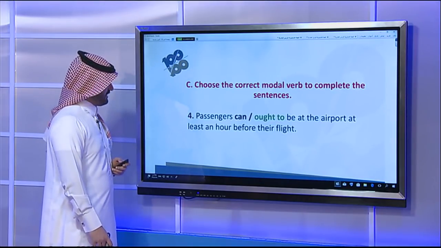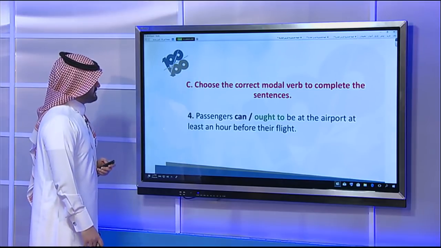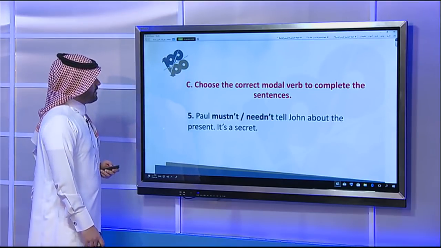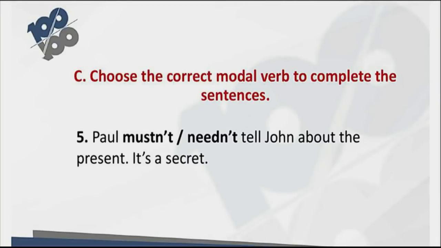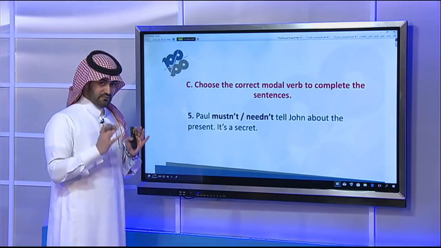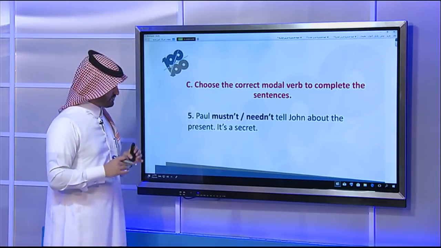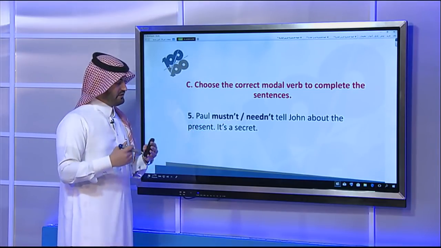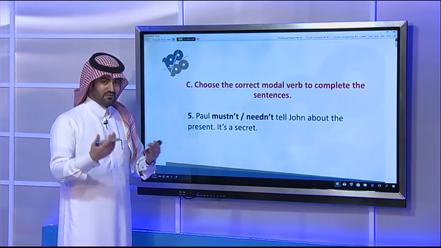Let's move to number five. Sentence number five says, Paul mustn't. Mustn't is the pronunciation of must not. We say mustn't. Paul mustn't, needn't tell John about the present. It's a secret. Okay. Mustn't, as we said before, means prohibited. You are not allowed to do so. Needn't, as we said earlier, means the absence of necessity.